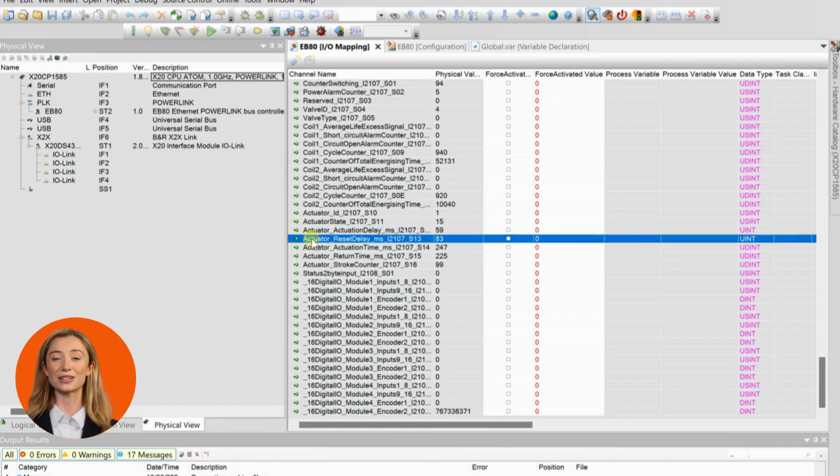Actuator time is the actuator extension time. Return time is the actuator retraction time. Actuator stroke counter is the number of extension and retraction strokes performed by the actuator.